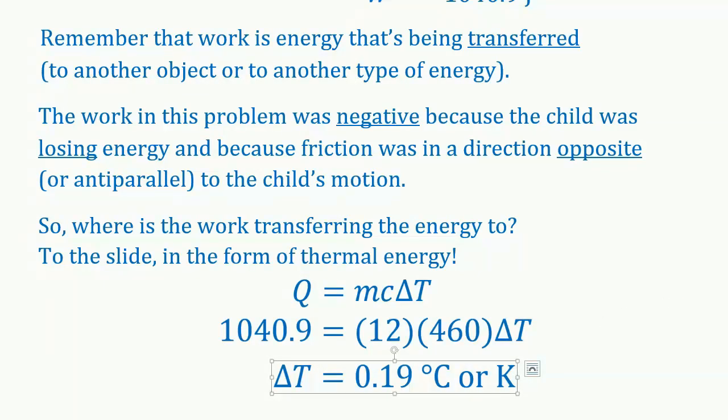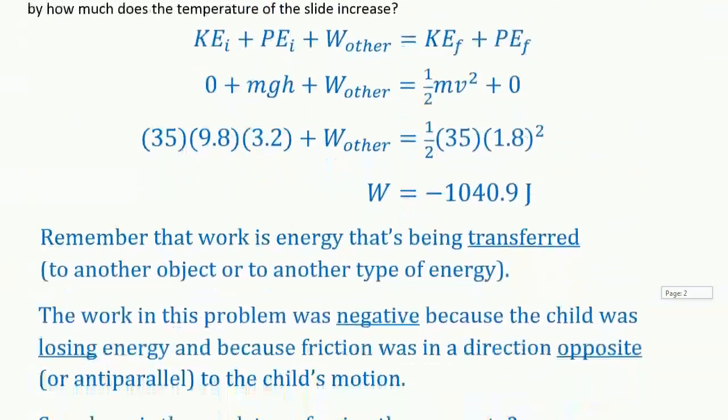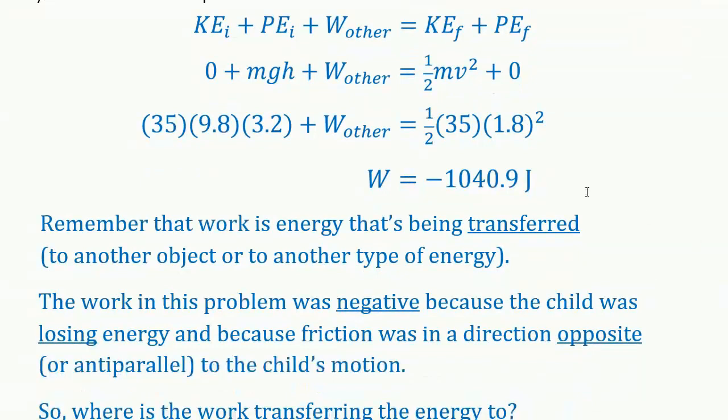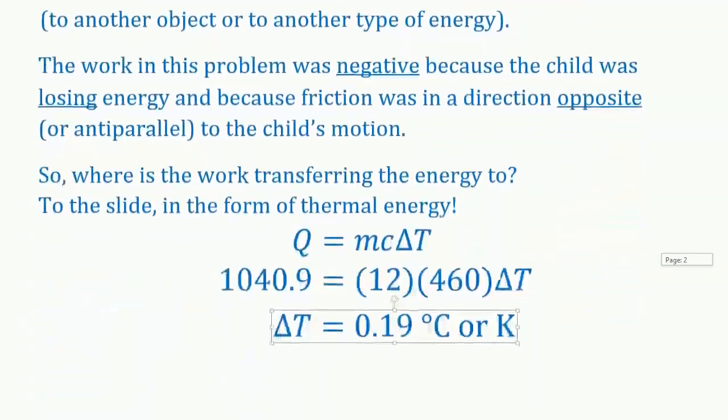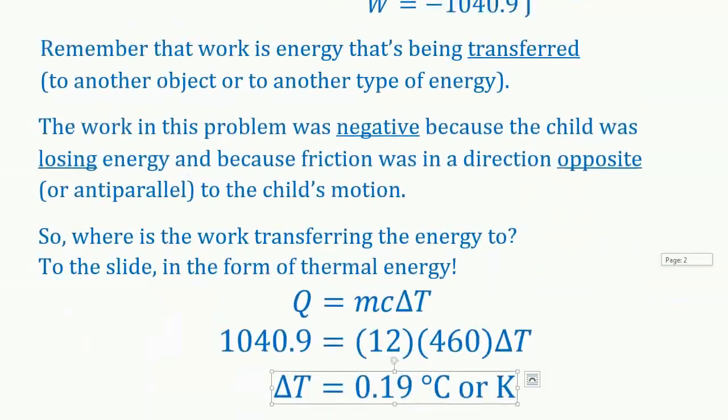So someone watching this child might say, hey, seems like energy has disappeared here. The kid had all this potential energy at the top. He had a bit of kinetic energy at the bottom, but it was less than he started with. Was the energy destroyed? No, it wasn't destroyed. It was just transferred to another object, to the slide, and to another form, to thermal energy. And you can notice that by measuring the temperature of the slide, and you'd see that it was 0.19 degrees warmer.